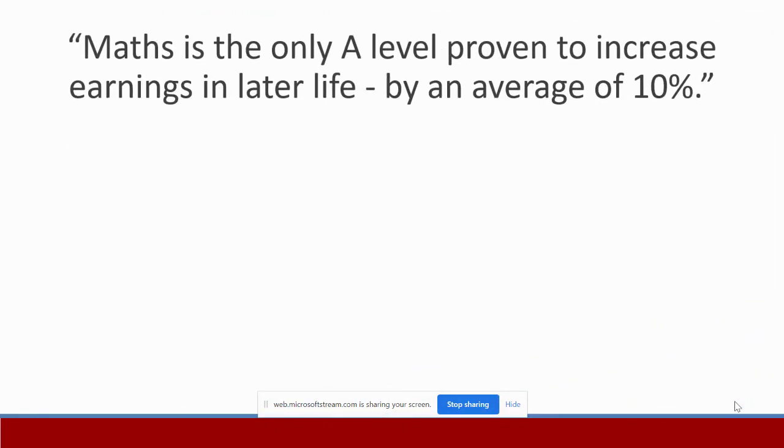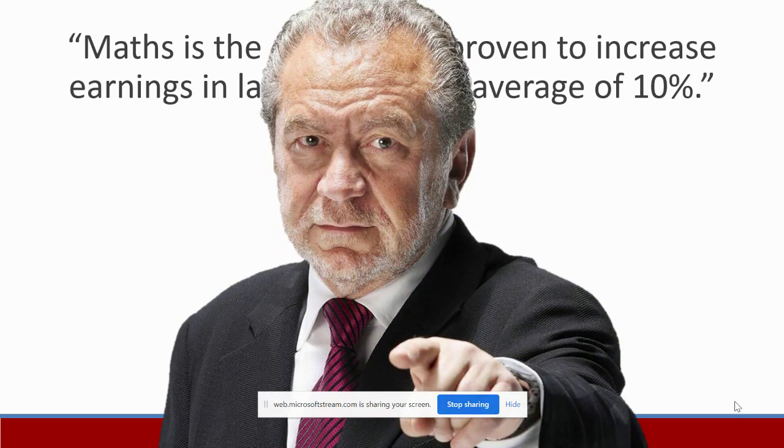And maths is the only A-level subject, I don't know if you knew, that is proven to increase earnings in later life by about 10%. Just helping you get that job you're looking for.